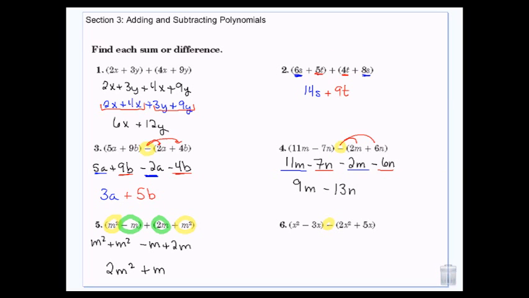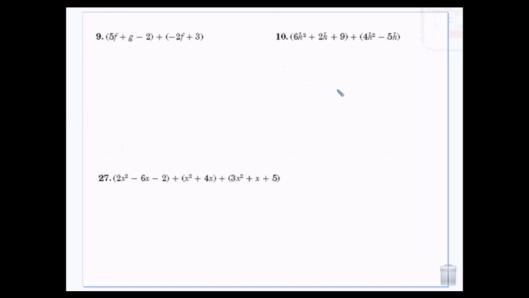I need to distribute that negative. And I get x squared minus 3x minus 2x squared minus 5x. X squared minus 2x squared is negative x squared. Negative 3x and negative 5x are negative 8x. It doesn't matter how many terms there are. You find the ones that match and you combine them.